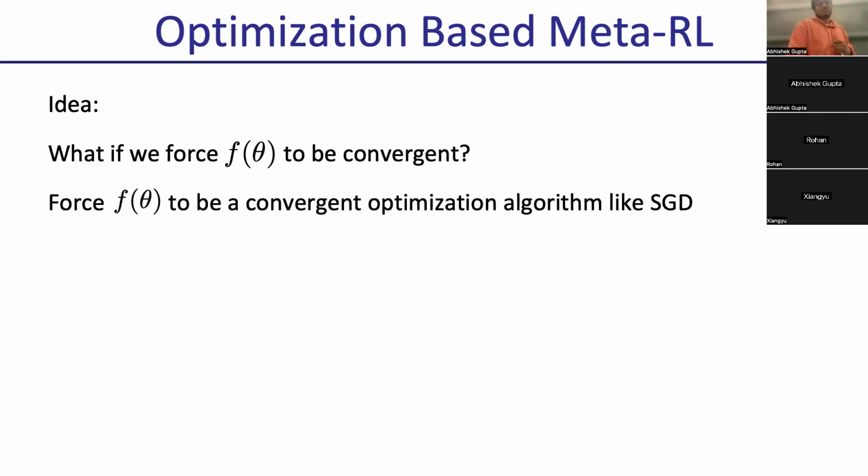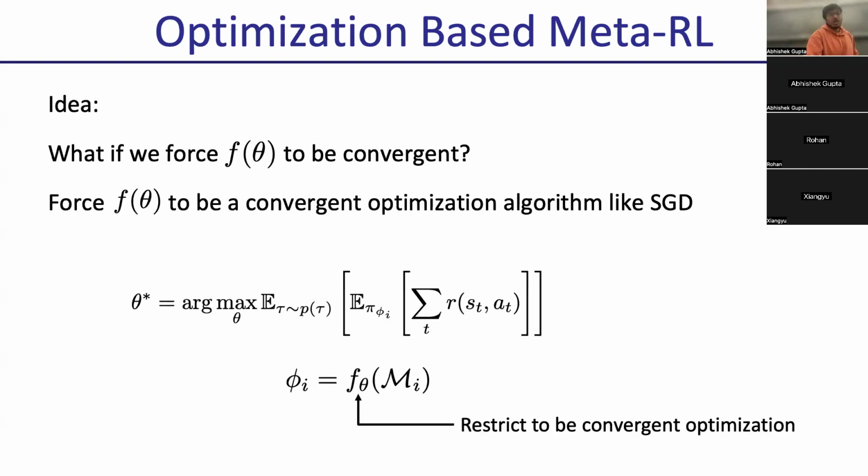And so the idea here is that you can force F theta to be a convergent optimization algorithm like stochastic gradient descent. So your update rule can be stochastic gradient descent, it can be policy gradient, it can be actor-critic, it can be whatever you want. And then the natural question to ask is, what are the knobs that you can tune in your update rule? If it's gradient descent, that's already an algorithm. What can you tune to make it more efficient?